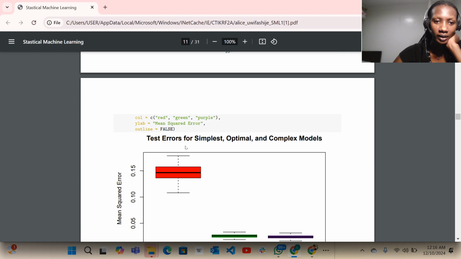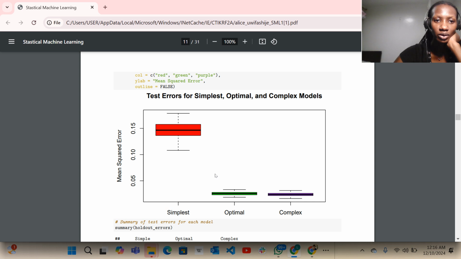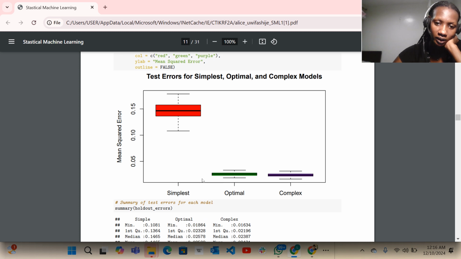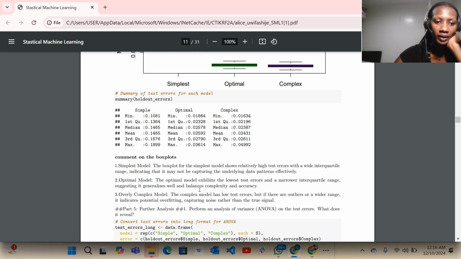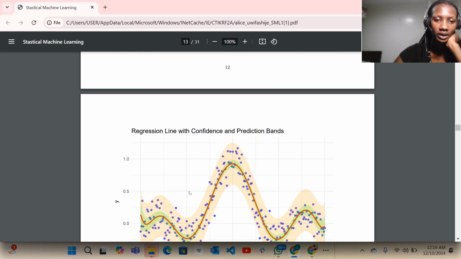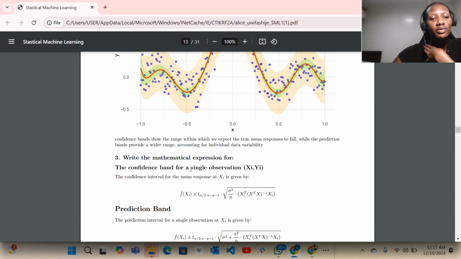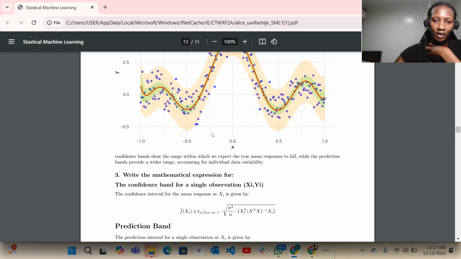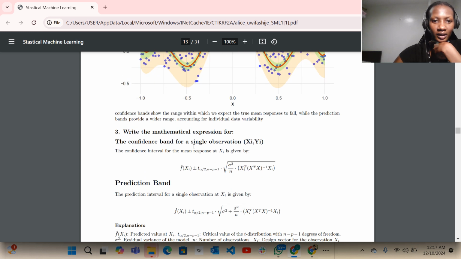We have another test error for the simplest, optimal and complex. For this test error, we saw that the test error for the simplest is higher than that of optimal and complex, as shown by the graph. For this question, I think we are mainly dealing with confidence and prediction bands, which just show us how the confidence and prediction behave. Enough information is contained in this file.